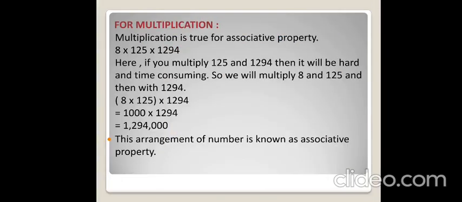Let's see for multiplication. What happens in multiplication? Yes, they have used bracket for the first two numbers. 8 into 125 multiplied by 1294. The answer is 12,94,000. When you are interchanging the bracket for the second and third, the result is same. This is called the associative property for multiplication. So when you are interchanging the brackets and multiplying or adding, the result is same. This is the associative property of addition and multiplication.